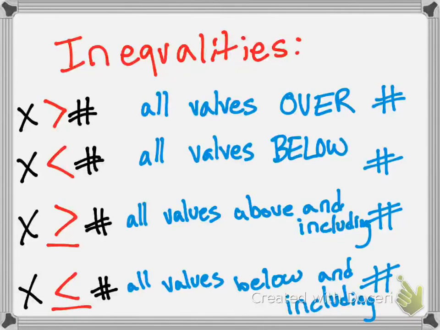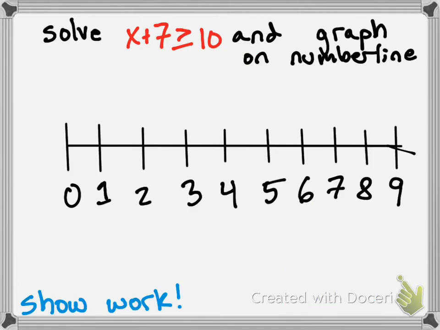We went over this, so you don't necessarily have to take your notes. When we've got x is bigger than a number, it's all values over the number. When it's below, it's below. However, when it's got the equal sign, it's also including. In your notebook, I want you to solve x plus 7 is greater than or equal to 10. And then I want you to graph it on a number line. And you need to show your work. At the bottom it says show work.